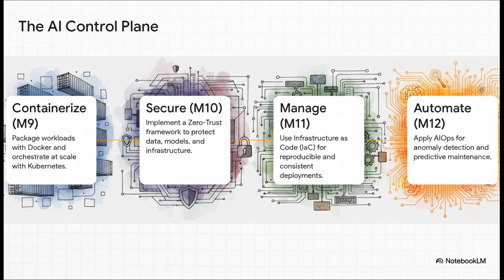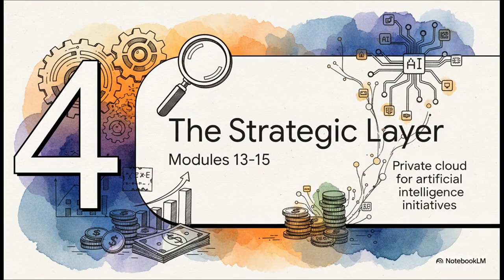First, in Module 9, we learned to package our workloads into containers with Docker and Kubernetes. Then, in Module 10, we locked it all down with a zero-trust security framework. In Module 11, we made it all repeatable and consistent using infrastructure as code. And then the grand finale in Module 12, we got to the point where we can actually use AI to help manage the AI infrastructure itself. Pretty cool, right?